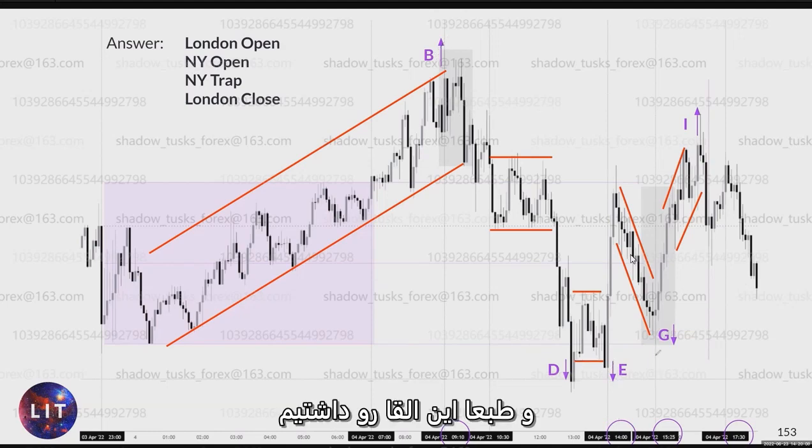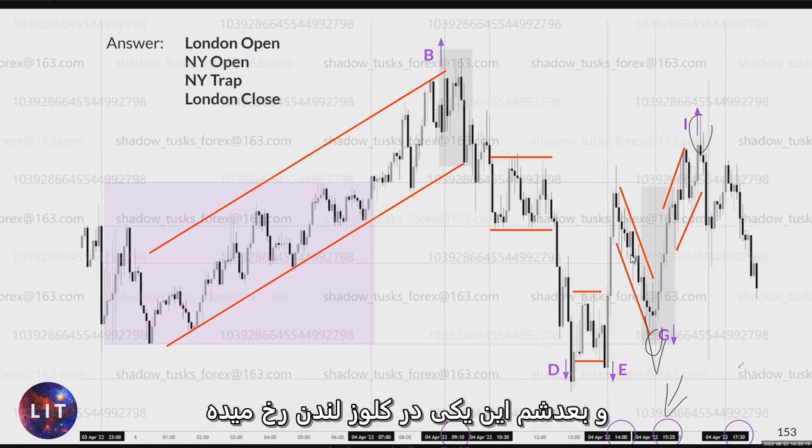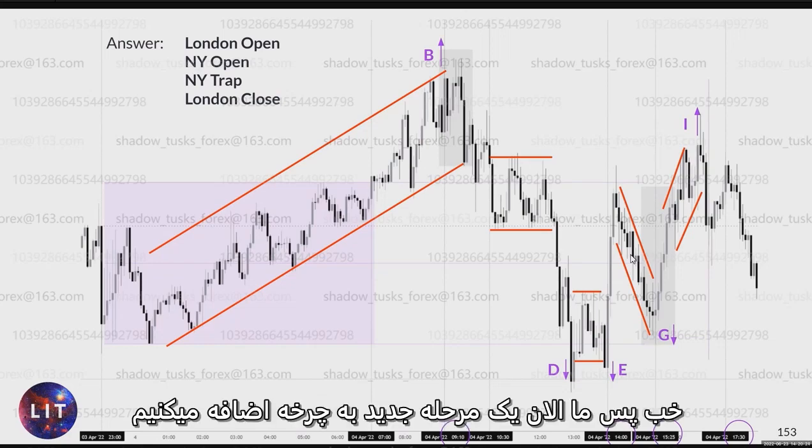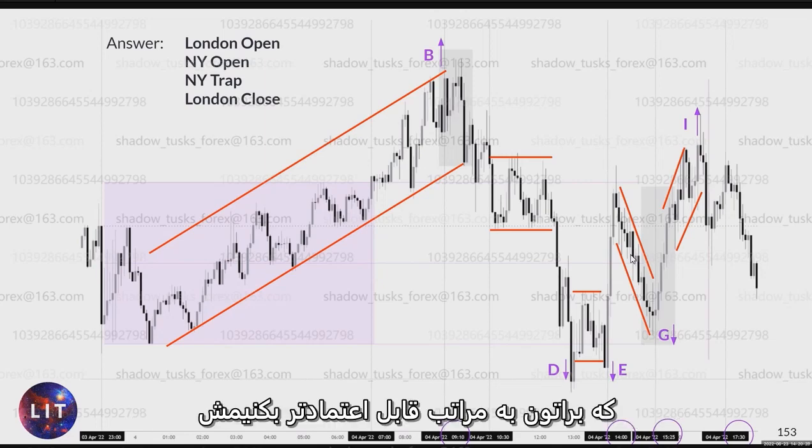And of course, we had this inducement when it happened. What a coincidence: New York trap time. And then, of course, this one happens in London close. What a surprise, isn't it? Right? That everything literally aligns up perfectly. Okay, so now we add in a new step, obviously, to make it so much more reliable for you.